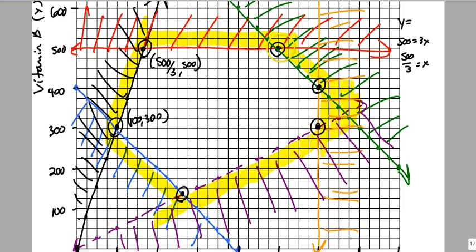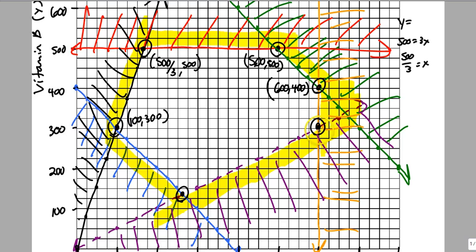Down here, we know y is 500, and we know the green line, this has to add up to 1,000. X plus y is 1,000. So this is the point 500, 500. Same thing here. We know the orange line, x is 600, and again, the green line, they have to add up to 1,000. So this point would be 600, 400.